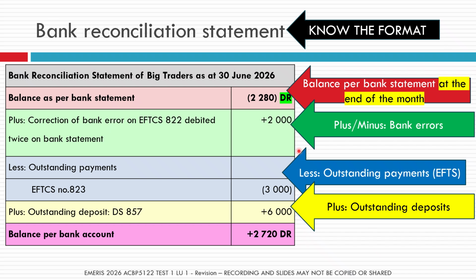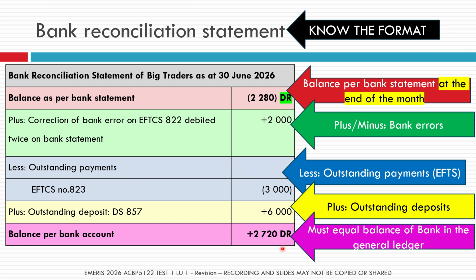And then we are going to correct any bank errors. Now, when it comes to bank errors, they can be plus or minus depending on the nature of the error. So you will just have to, again, read the question carefully to see, did the bank deduct too much from our account and they have to give us some money back, or did they deduct more from our bank account? So for the bank errors, that will be dependent on the question, and it can be plus or minus.